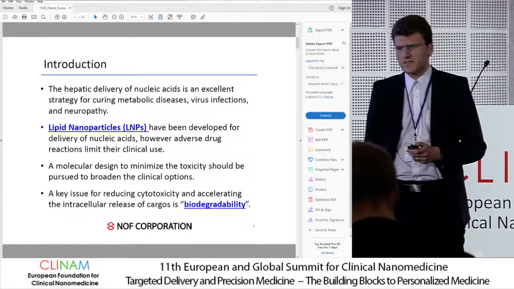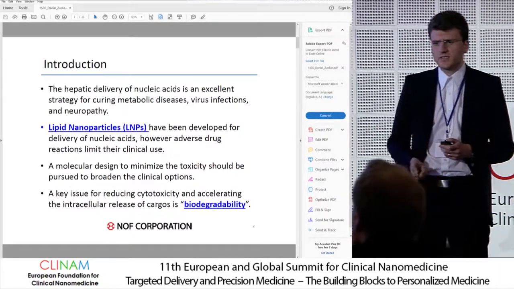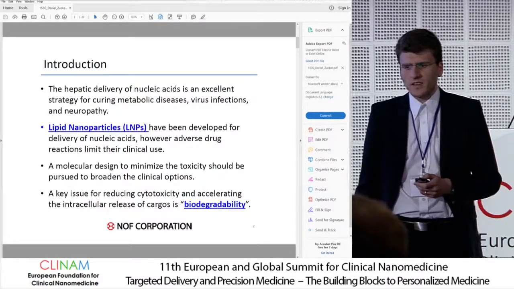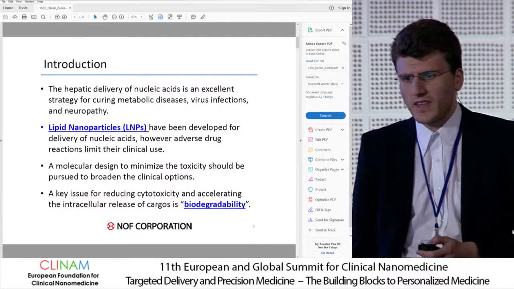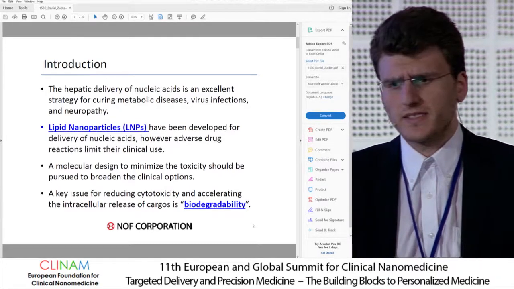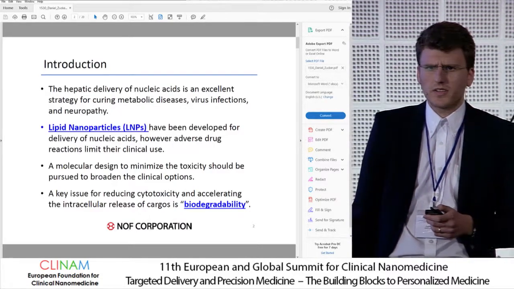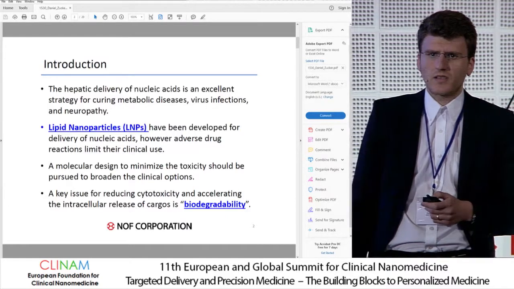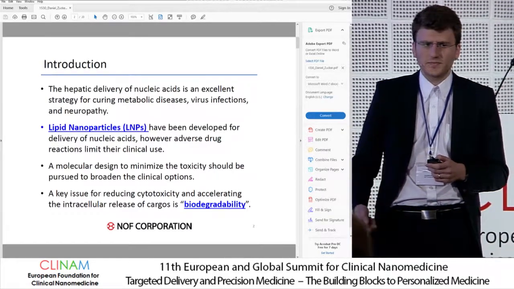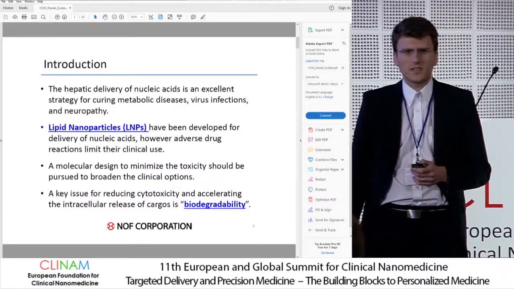Delivery of nucleic acids to the liver is an excellent strategy for curing metabolic diseases such as dyslipidemia, virus infections such as hepatitis B and C, and neuropathy such as amyloidosis. Lipid nanoparticles have been developed for delivery of nucleic acids to the liver. However, adverse drug reactions limit their clinical application.